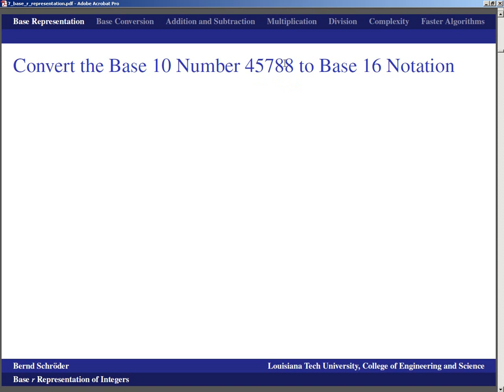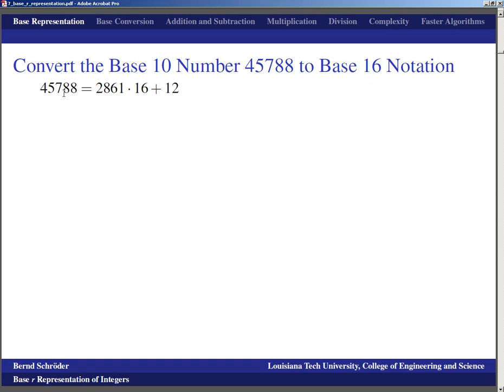If you're looking at 45,788, if you divide that by 10, you get a quotient of 4578 and a remainder of 8. If you divide that quotient by 10, you get a quotient of 457 and a remainder of 8. If you divide 457 by 10, you get 45 with a remainder of 7, and so on and so on. So apparently repeated division spits out the digits in a right to left fashion, and that should also work when we use base 16.